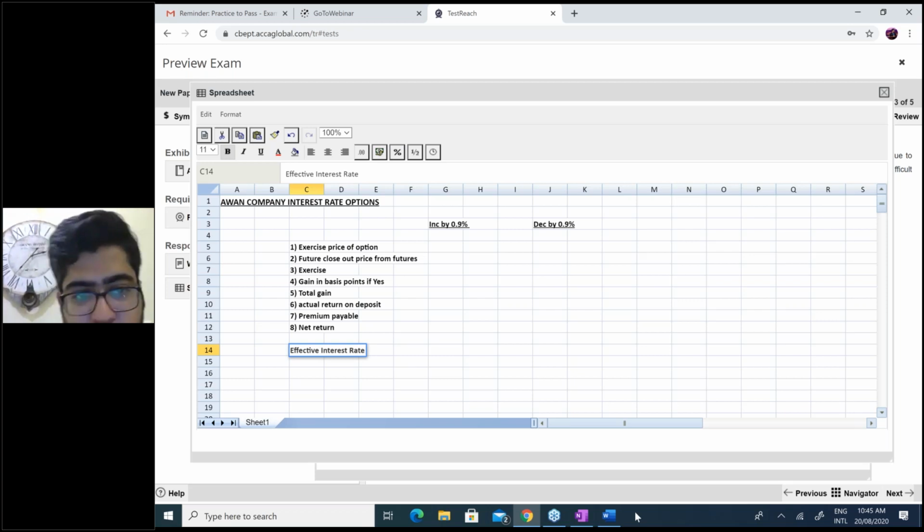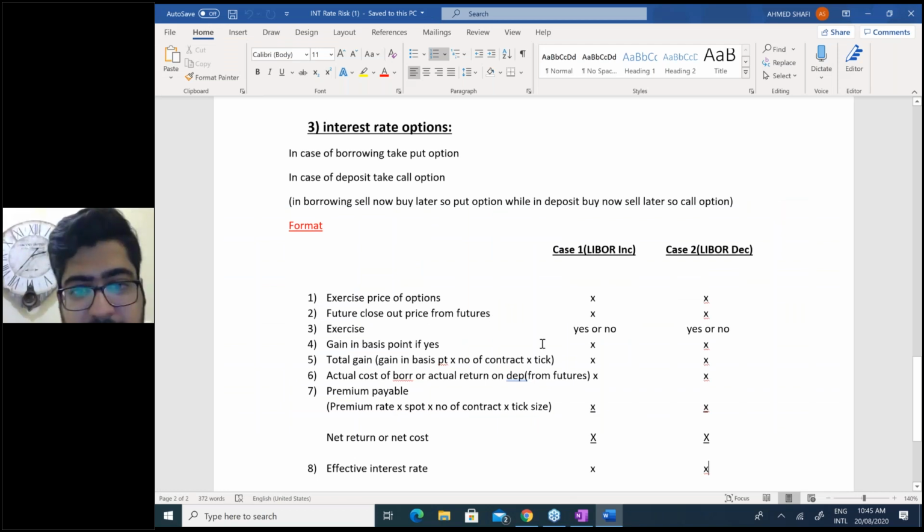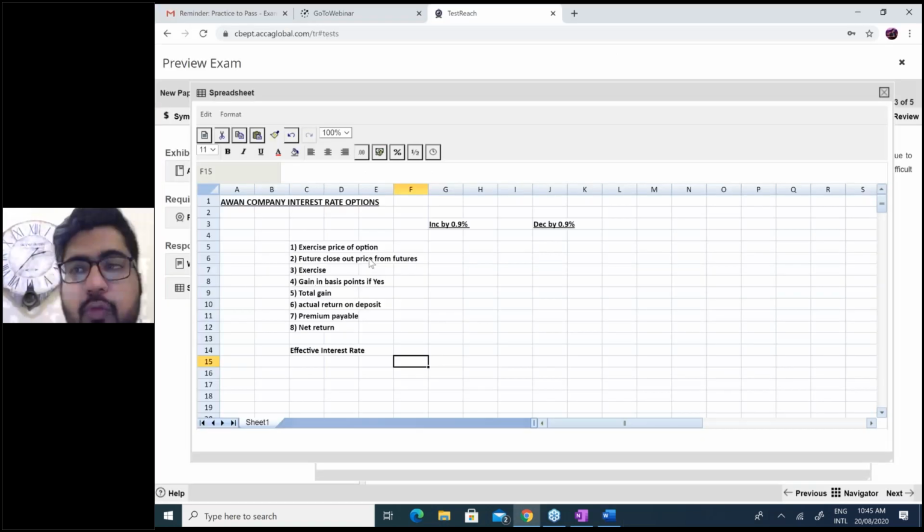Okay, so this was the format I told you yesterday. See, LIBOR increase, decrease, take exercise price, future closeout price from futures, exercise yes, no, gain in basis points if yes, total gain. I have provided the formula of total gain, actual cost of borrowing or return on deposit from futures, and then premium payable. You have the formula of premium payable, net return or cost, obviously net return and effective rate. Okay, now pay attention and go to the question. Why I am focusing on format so much? Because let's suppose you perform badly in options. Still, you have made the format and have input many numbers. So obviously, if not full, you will get some marks. But if you don't even remember the format, you won't get any marks.